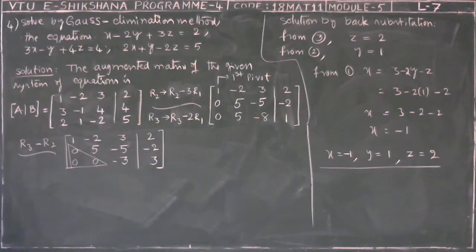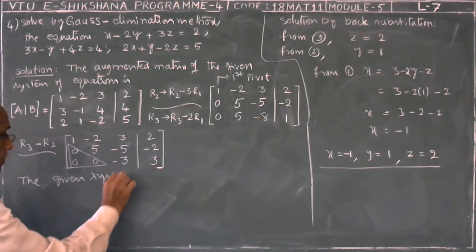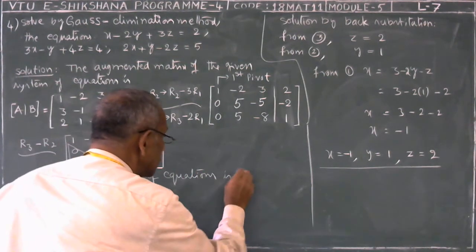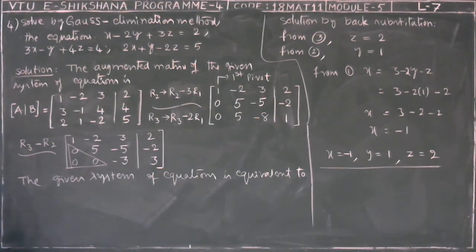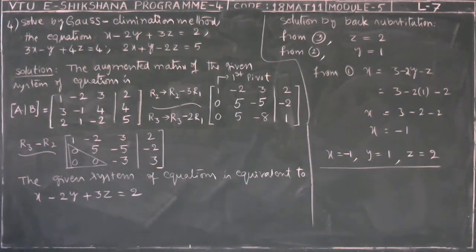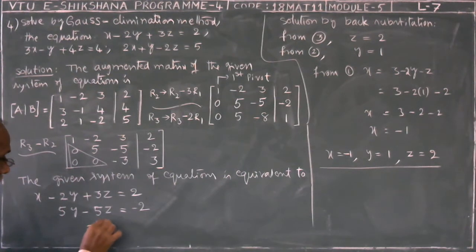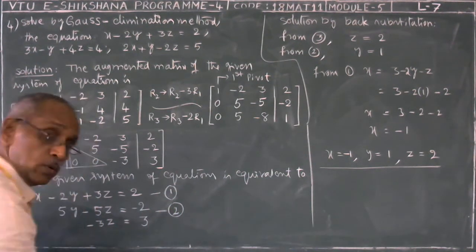Upper triangular system. The given system of equations is equivalent to x minus 2y plus 3z is equal to 2, then 5y minus 5z is equal to minus 2, minus 3z is equal to plus 3. Call this equation number 1, equation number 2, equation number 3.